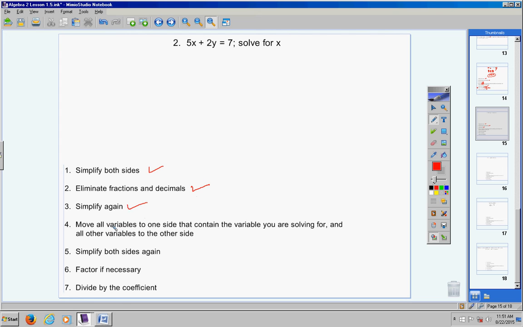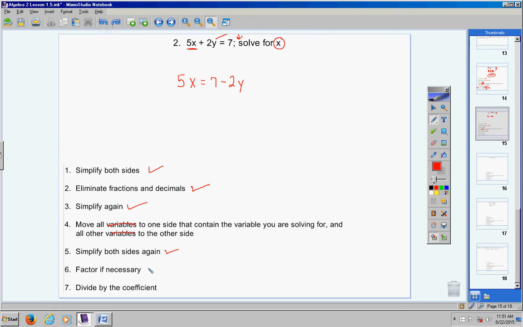Now, we're going to move all the terms to one side that contain an x. I'm solving for x. So underline all of the terms that have an x. Well, I see this one. So I want 5x all by itself on one side, and I want to bring the 2y over to the other side. So when I bring the 2y over, it's positive here, it becomes negative. Simplify both sides again. Well, there's no simplifying you can do. I have one term here. I have unlike terms here.